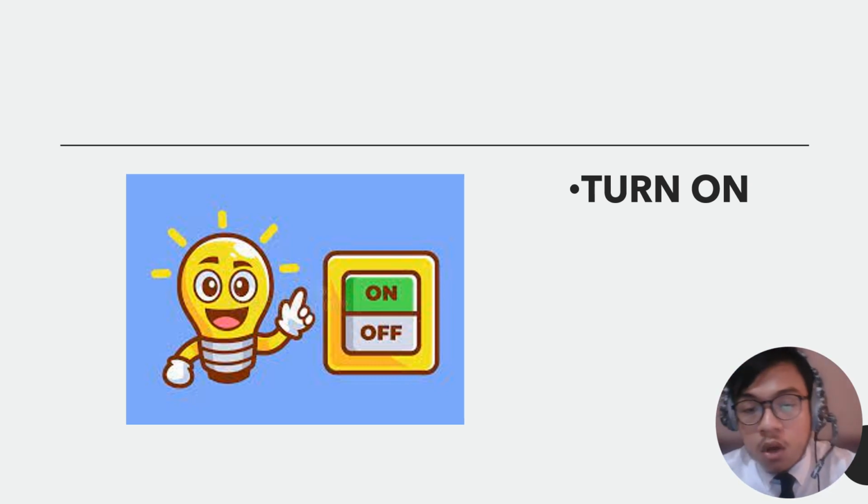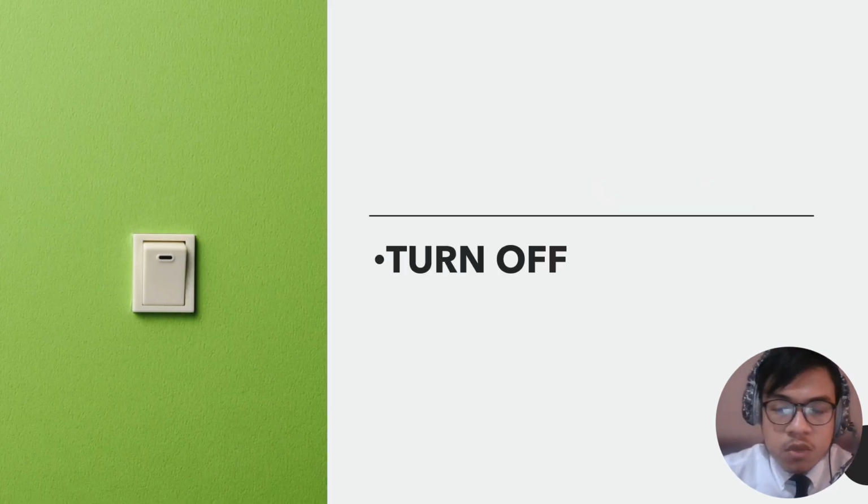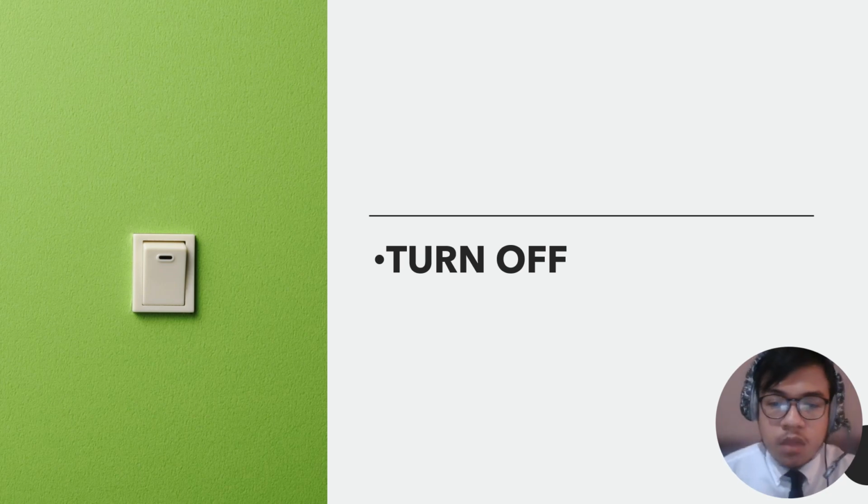Or turn on the console when you play video games. Excellent. Well, these are examples. And let's go to the next word. That is the opposite of the previous word. The word is turn off. Turn off. Excellent.